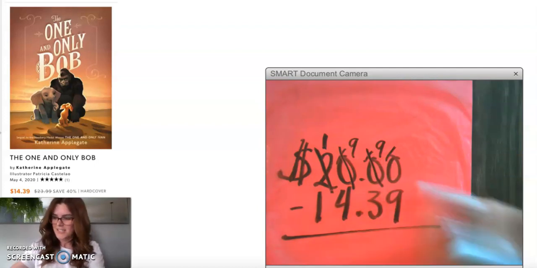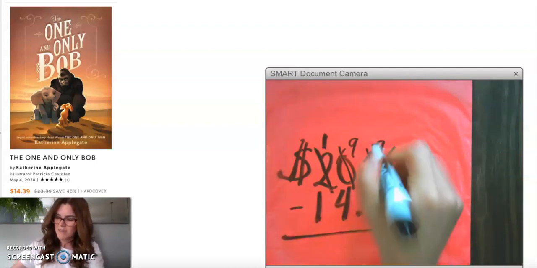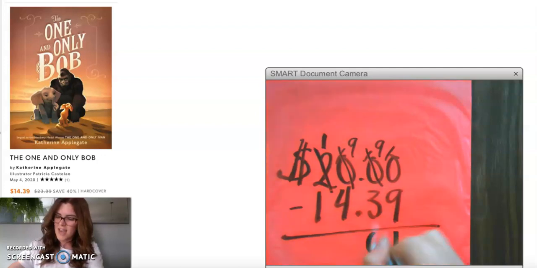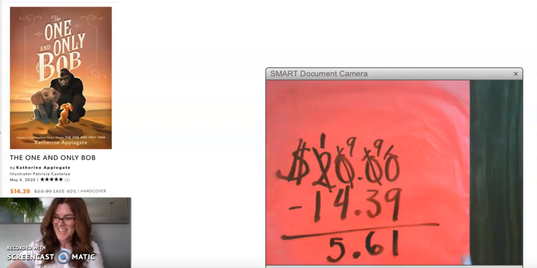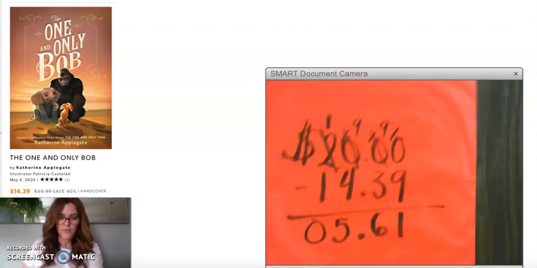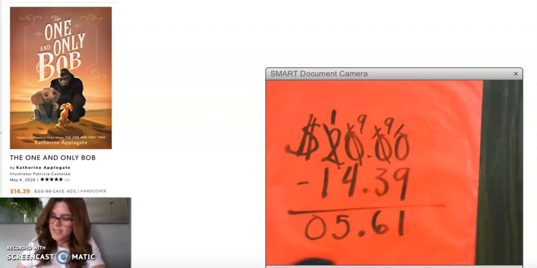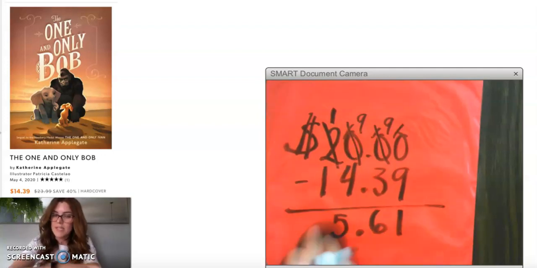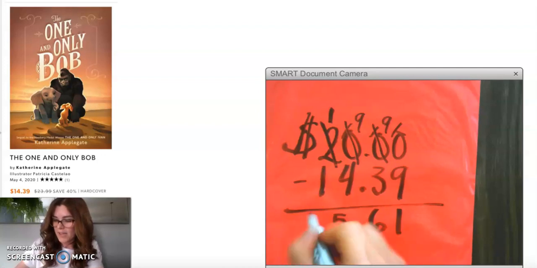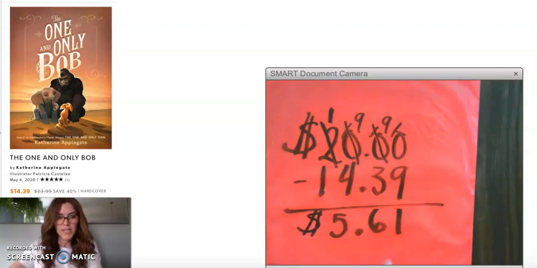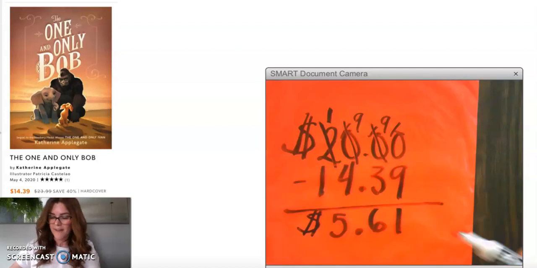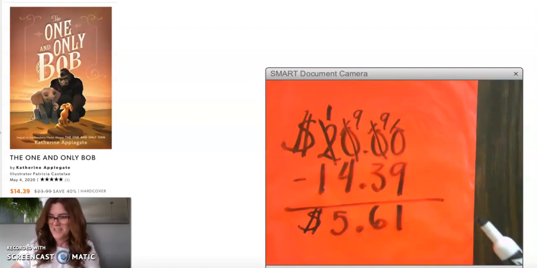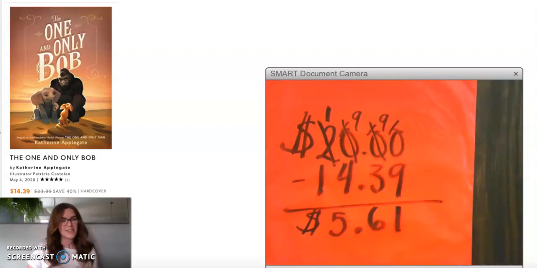Here we go. 10 minus 9 is 1. 9 minus 3 is 6. 9 minus 4 is 5. Oh, bring down that decimal, don't forget. And 1 minus 1 is 0. So we don't need to put the 0 right here in front of the 5. So we're going to erase that and just leave it blank. And we need to make sure that we bring down that dollar sign. So when we are done paying for our book, we should get back $5.61.